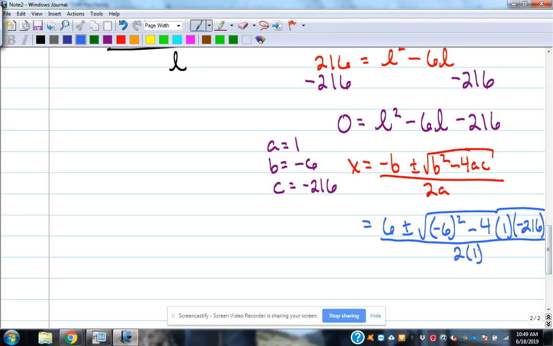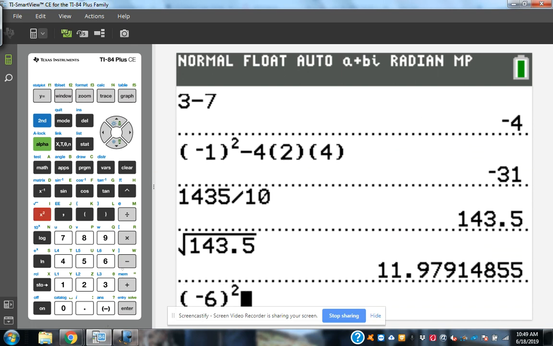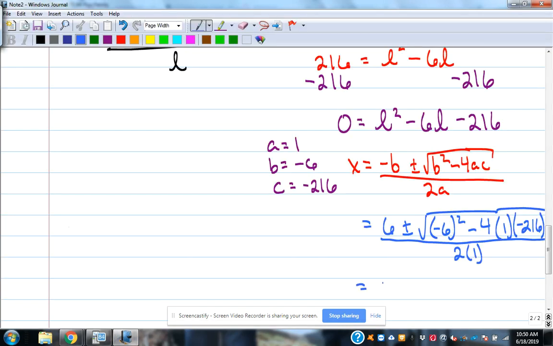So I'm going to use a calculator to help me do the discriminant here and get that number. So parentheses, negative 6, close the parentheses, squared, minus 4, parentheses, 1, parentheses, negative 216. So I'm just typing in the discriminant. It's 900. Ooh, that's a big number. But here's the beauty in it. I think it's got a nice square root.